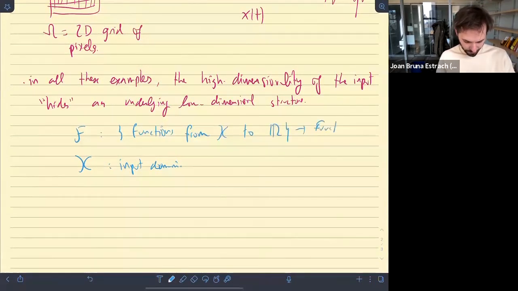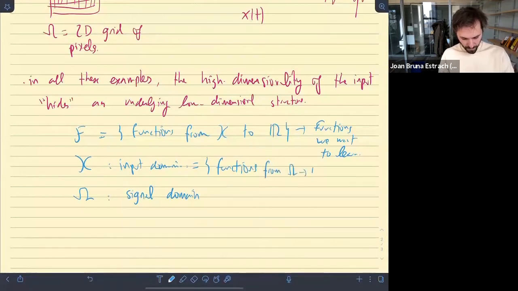Functions. And then we have the domain. Let's call it the data domain, the signal. What we say is that these X are also functions from omega to, let's say, a low dimensional space. Let's say that this R is just for grayscale images.